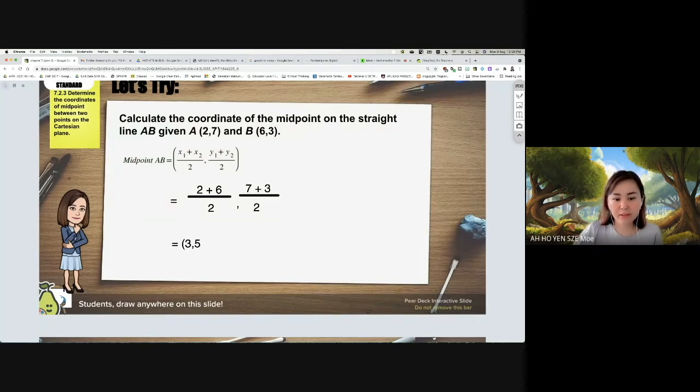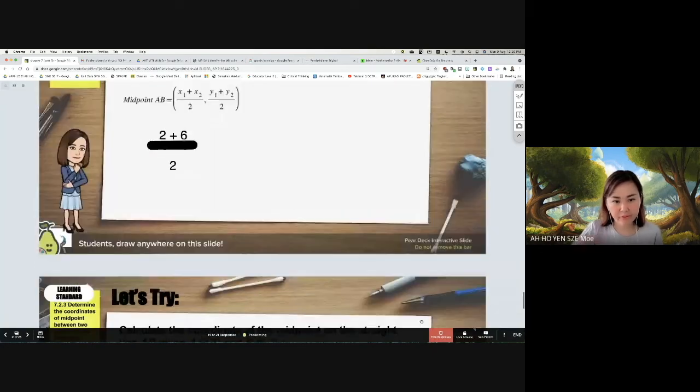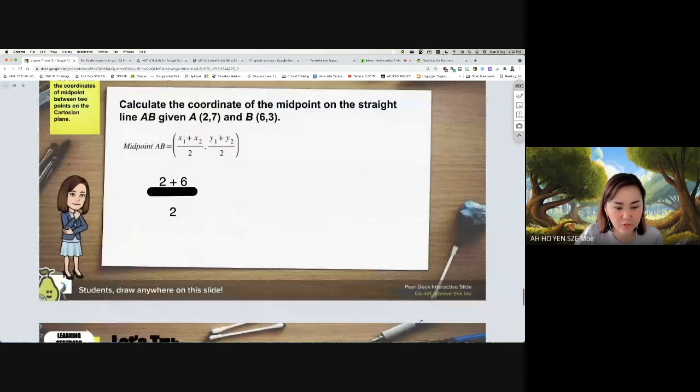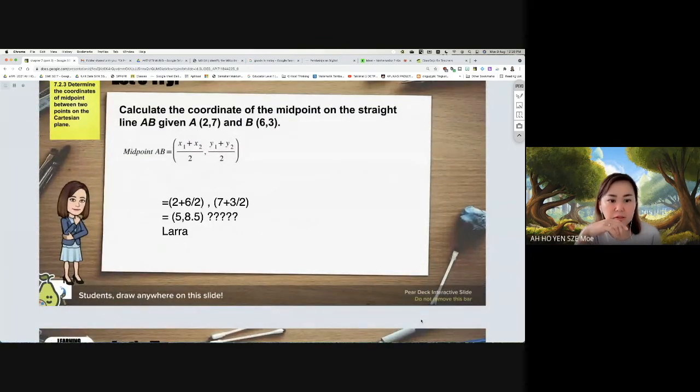Where are the others? A bit faster. Lara, I got so many question marks. Let me check what happened to you. 2 plus 6, divided by 2. How come you can manage to get 5? Lara, how do you use your calculator?